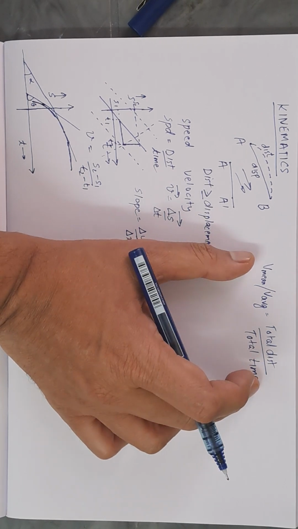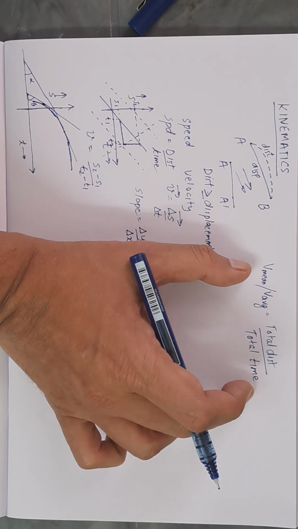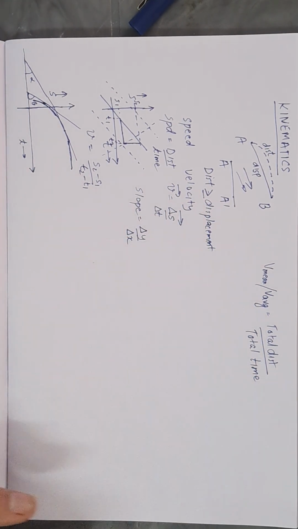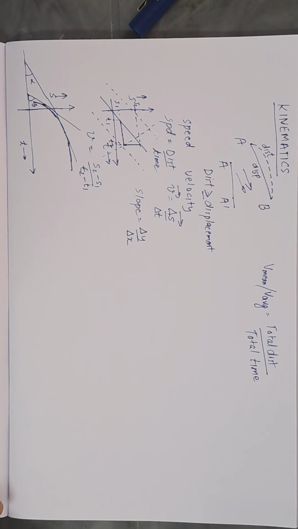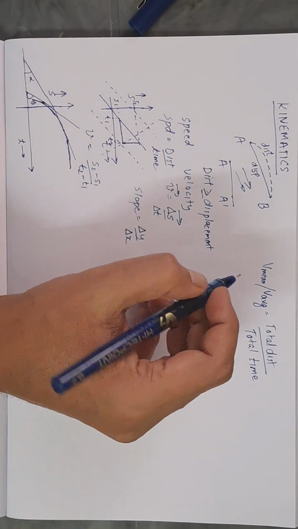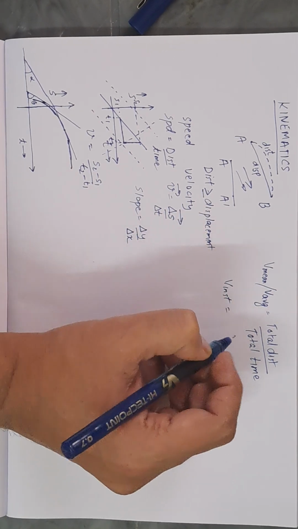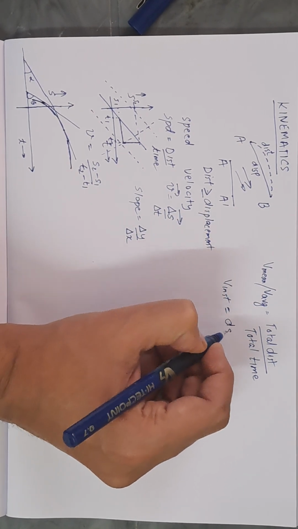The other parameter that we talk about when we are talking about a particle with continuously varying velocity is V instantaneous. And V instantaneous is equal to ds by dt.